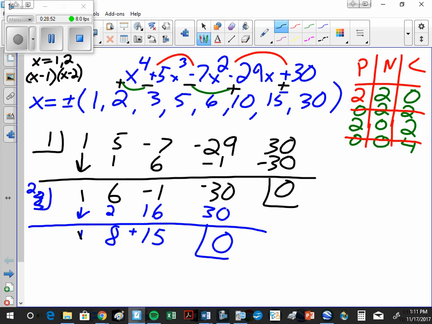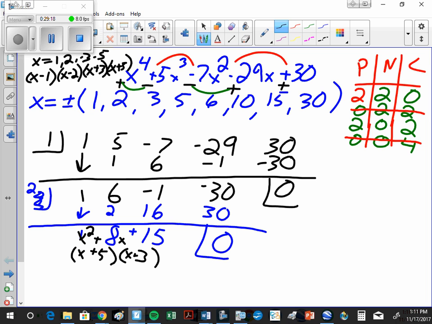So this is now x squared plus x plus 15, x plus 5, and x minus 3, which gives me negative, or wait, they're both plus. So minus 3 and minus 5, x plus 3, and x plus 5. Does that make sense? Okay.